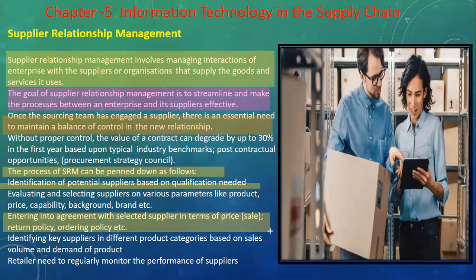Now, identifying the key supplier in different product categories based on the sales volume and demand of the product. You need to check which suppliers are actively providing the service. So you need to categorize the kinds of products available from the supplier, and identify the key supplier. Key supplier means the supplier who has the products demanded by the market, based on the sales volumes. How many orders are you receiving, and are you fulfilling these orders or not? These things need to be understood.